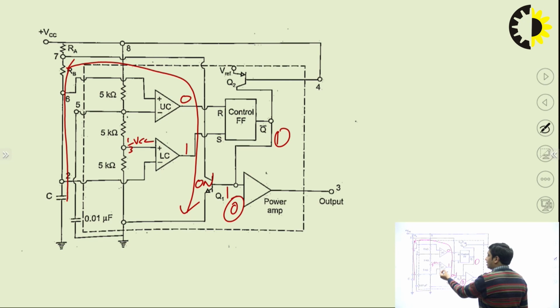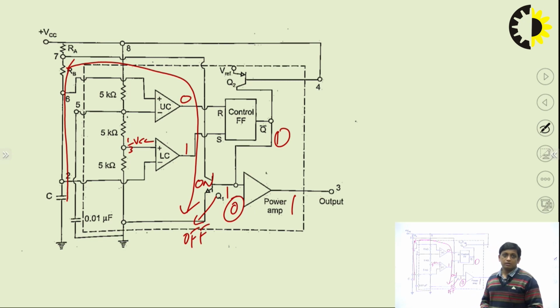If the output of the lower comparator is 1 and the output of the upper comparator is 0, in this case the flip flop enters the set state, so Q will be 1 and Q bar will be 0. So if Q bar is 0, then the output of the power amplifier, the output of the circuit, will be logic 1. It means that when Q bar is 0, this Q1 transistor will be off, because 0 will reach the base of the Q1 transistor. So when Q1 is off, the capacitor will not get discharged. It will again get charged with the help of resistors RA and RB.